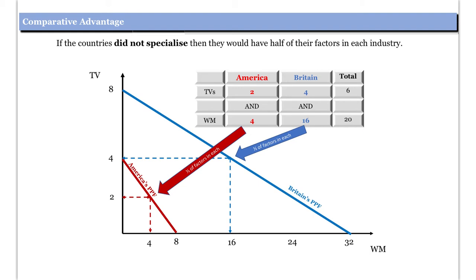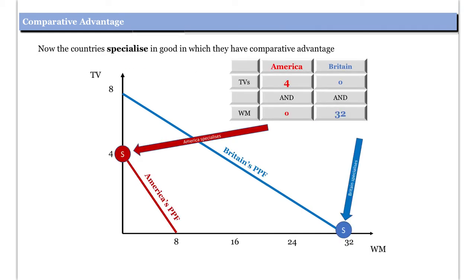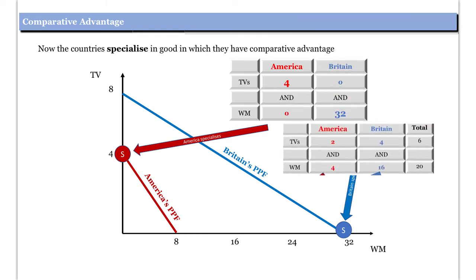In the next slide, you see that if they did specialize, then America is going to specialize in televisions. Remember, it's got its opportunity cost in televisions. Britain's going to specialize in washing machines. Remember, it's got its opportunity cost in washing machines. And you end up with 4 and 32. But the problem was, that was compared to the one where you don't specialize, where we had 6 televisions and 20 washing machines. So we are 2 televisions down when we specialize, and that's the problem.